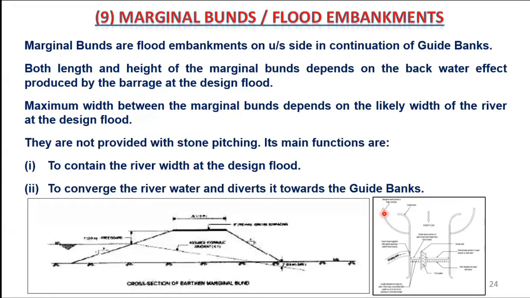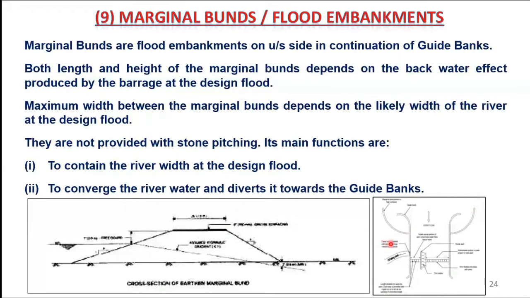And how much should be the height of these marginal bunds? The height of the marginal bund, on the design flood, whatever the stage should be, we know that. And the height should be from riverbed level to that stage plus the freeboard, because we have to provide the freeboard. So we know what would be the value of the stage here, what would be the level of water here on the design flood. So we have to leave certain freeboard, and that would be the height of the marginal bund.